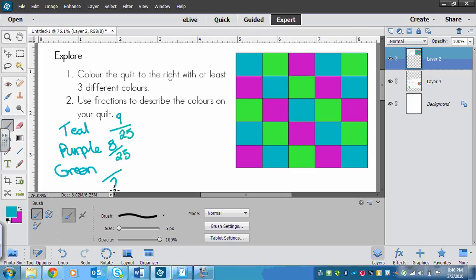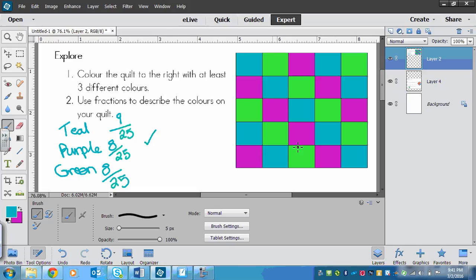And lastly, we have green. So again, out of a total of 25 squares, we've got 1, 2, 3, 4, 5, 6, 7, 8. Another 8 squares. Okay, and now because I've done all of the colors, if I add 8 plus 9 plus 8, or 9 plus 8 plus 8, whatever, I should get the number 25. So 8 plus 9 here is 17, plus another 8 is 25. So I know that I've done this correctly.